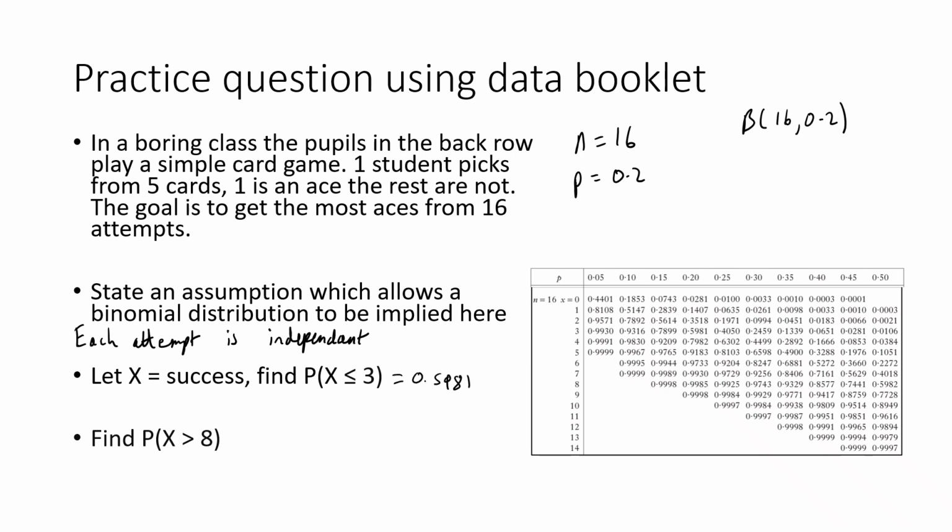Okay, so next question is, find the probability of x being greater than 8. So to get that, you do 1 minus the probability of x being equal to or less than 8, which is, and we use a table here, probability of it being 8, we go to 0.2, so it's 0.9985. So 1 minus 0.9985 will give us 0.0015.